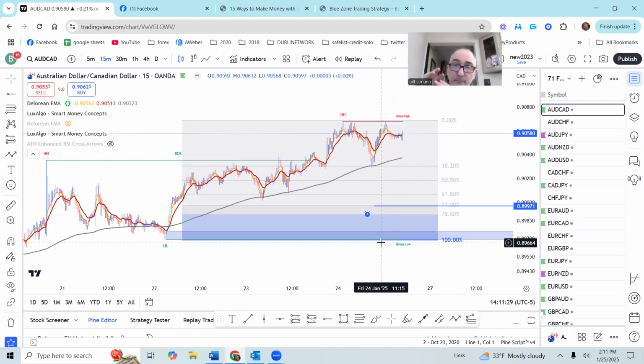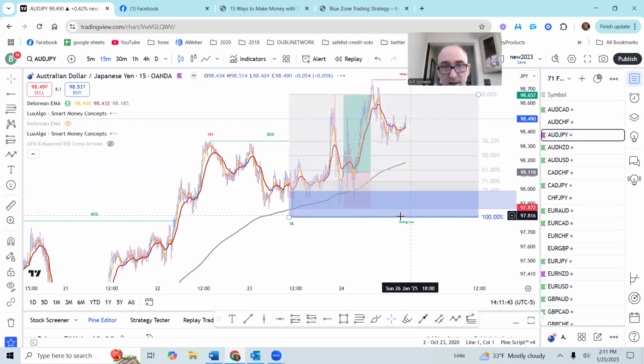If you wait for the buy shift, then your risk can be a little bit less because you could put your stop loss just below the low prior to that. I'm going to show you that on this next pair here. So this is AUD JPY.